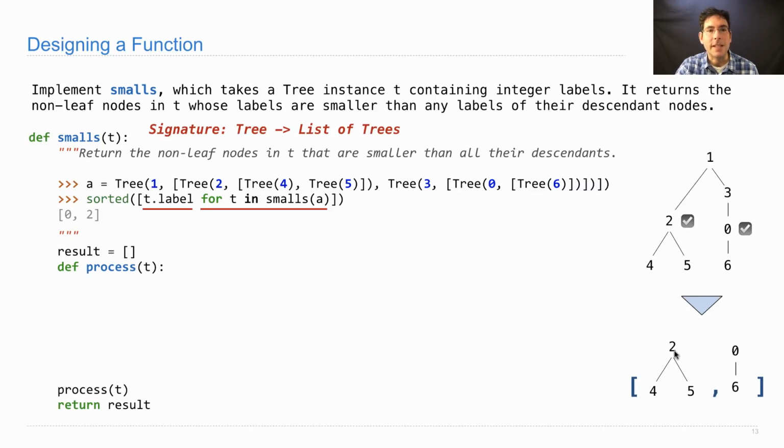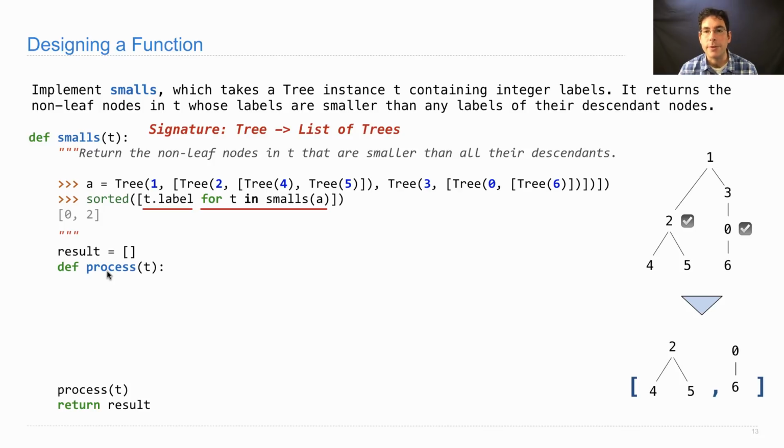Okay, now I try to develop a template. The template is create a list, use some recursive function called process in order to populate that list and then return the list. But notice that now I've introduced a new function. And so I should go through the process again. Data definition, there's not much to do there. But what's the signature of this process function? Well, I have to figure out what it's supposed to do.